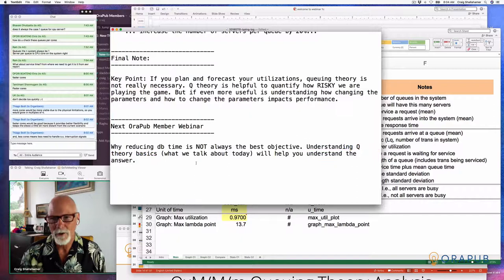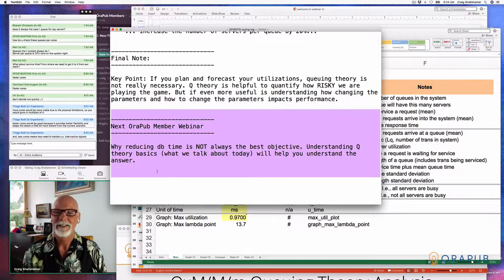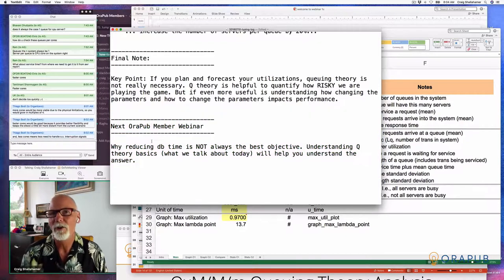So the next webinar is going to be for members. We're going to talk specifically about this situation where we don't always go for minimizing the time. It's a little different, but you have to understand this queuing theory stuff before the answer makes sense, really deeply.